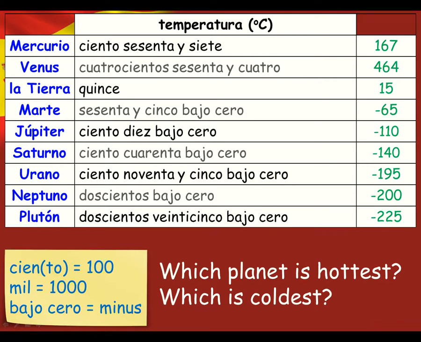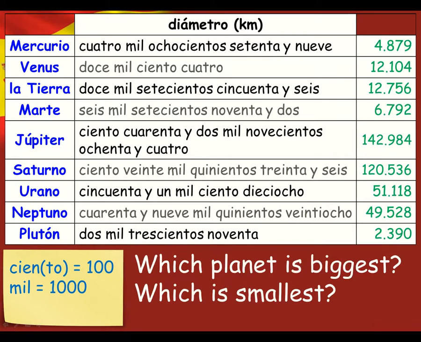And which planet turned out to be the coldest? That's right, Pluto by far the coldest at minus 225 degrees centigrade. Very, very cold indeed. And why is it that it is so cold there? That's right, it is very, very far away from the sun, so not much of the heat from the sun reaches it.